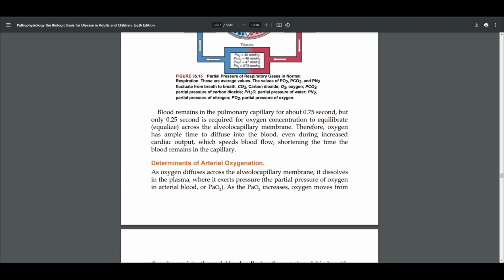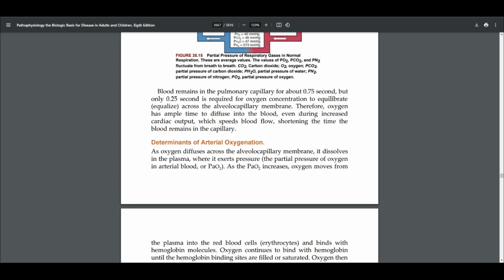Blood remains in the pulmonary capillary for about 0.75 seconds, but only 0.25 seconds is required for oxygen concentration to equilibrate across the alveolar capillary membrane. Therefore, oxygen has ample time to diffuse into the blood, even during increased cardiac output, which speeds blood flow, shortening the time of blood remaining in the capillaries.